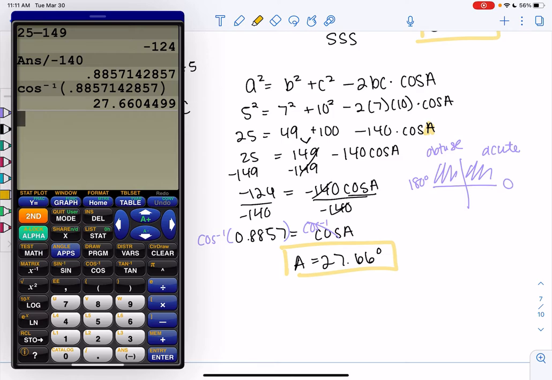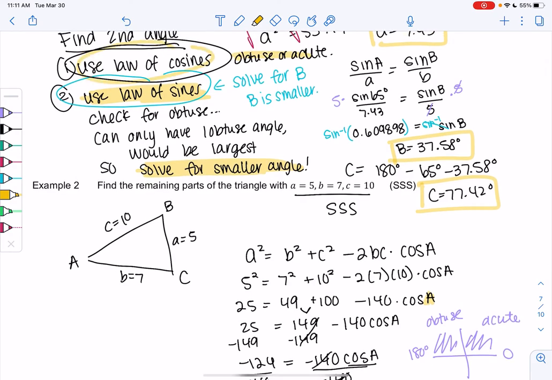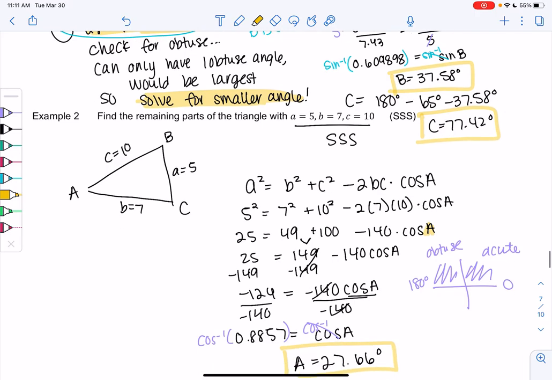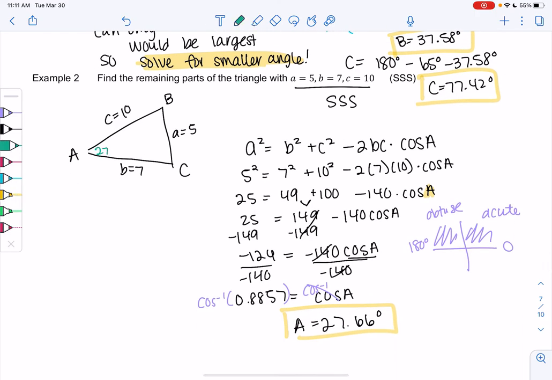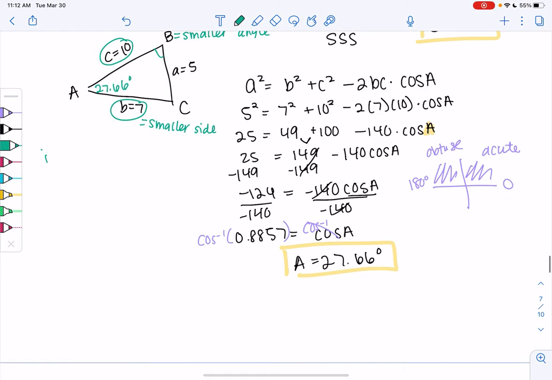All right, and then to solve for B or C, we're gonna go through those same two options as last time. If we use law of cosines, we don't care if they're obtuse or acute, we can solve for B or C. If we wanna use law of sines, which is more efficient, we need to solve for the smaller angle. So how do I know which one's smaller? So we know A is 27.66. So in this case, B is 7 and C is 10, which means B, again, is the smaller angle because B is the smaller side. And this only matters if you're using law of sines. If you're using law of cosines, it does not matter which one you solve for. But since we're going to use law of sines to go a little bit faster, we need to do B over C.